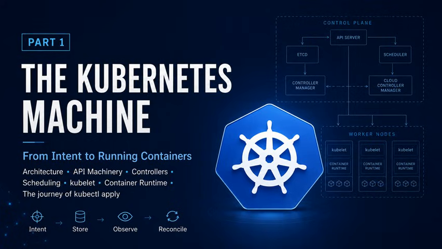I want to pause on the term level triggered because it is arguably the most important engineering decision in Kubernetes. Most systems we build are edge triggered. What's the difference exactly? Well, an edge triggered system reacts to an event like a webhook firing or a button click. If the system misses the event, maybe the network drops the packet, the event is gone forever, and the system state is permanently broken.